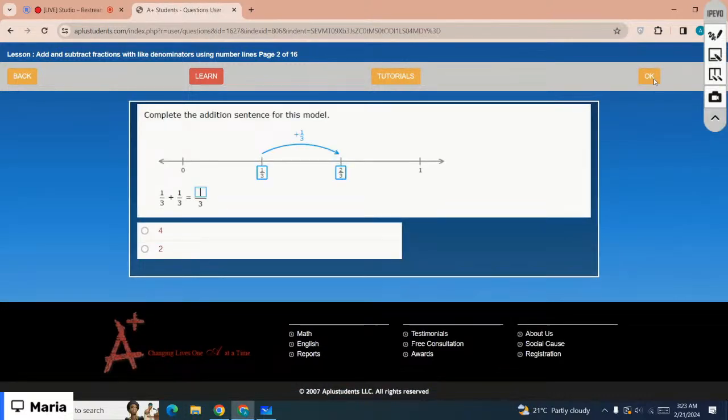Okay, the next one is complete the addition sentence for this model. So start from here, 1 by 3. You have added 1 by 3 and you ended up on 2 by 3, right? So the missing one is 2 by 3. Option number 2 is the correct option, right? That would be 2 over 3.